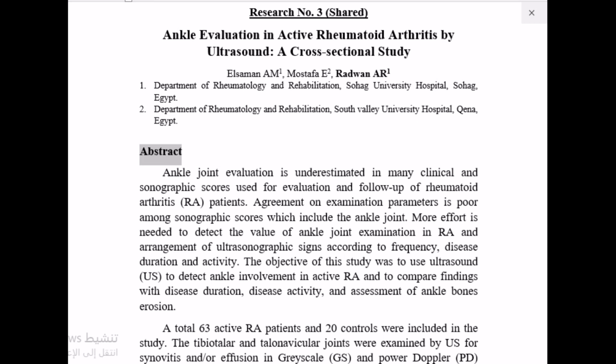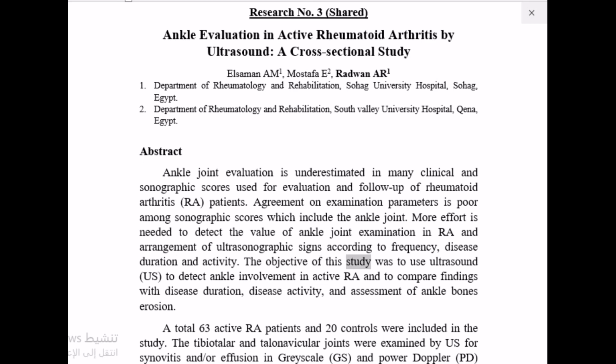Abstract. Ankle joint evaluation is underestimated in many clinical and sonographic scores used for evaluation and follow-up of rheumatoid arthritis, RA, patients. Agreement on examination parameters is poor among sonographic scores, which include the ankle joint. More effort is needed to detect the value of ankle joint examination in RA and arrangement of ultrasonographic signs according to frequency, disease duration, and activity.